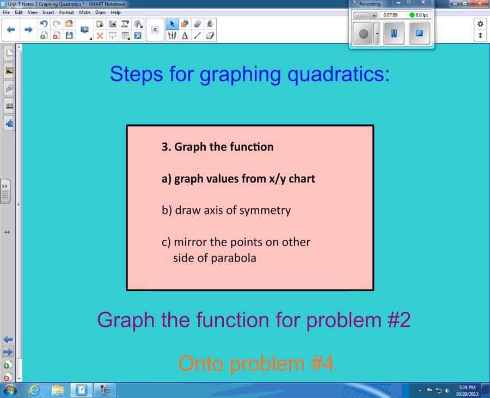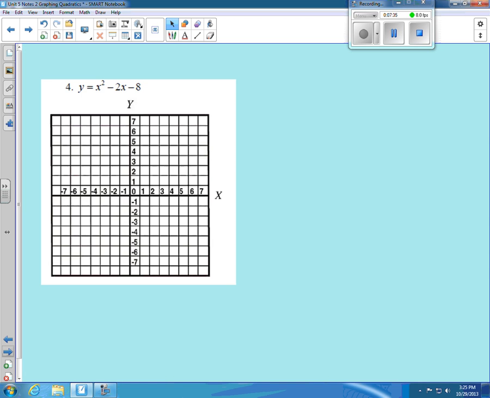All right. Now we're going to look at using that axis of symmetry we talked about yesterday. Axis of symmetry is that imaginary line in our parabola that we can fold it on and we can see that the graph will be congruent or symmetric on each side. So B is going to be draw the axis of symmetry and C is going to mirror the points on the other side. Let's head to problem 4 and try that out.